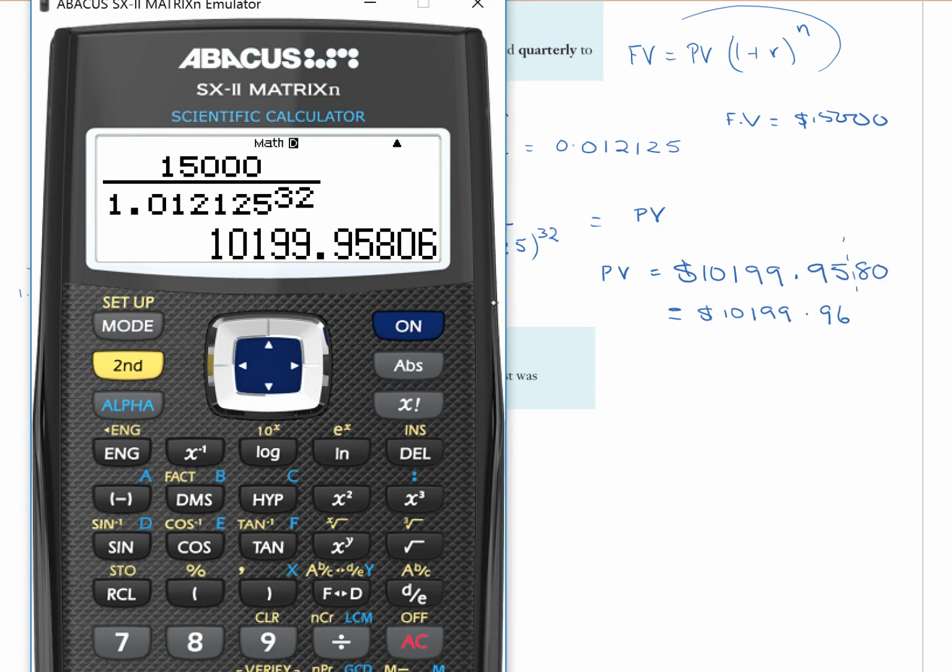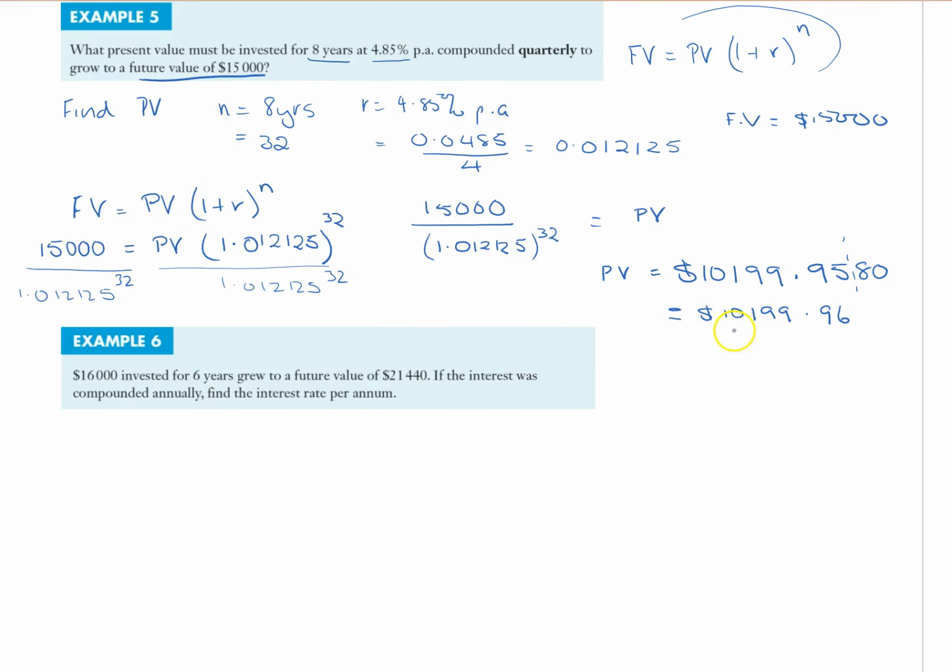And you can see it's 10,199.95806, which you would round to $10,199.96. We'd be happy with that answer because we know it was going to have a future value of 15,000. So we're expecting to put in less than 15,000, which is the answer that we got.